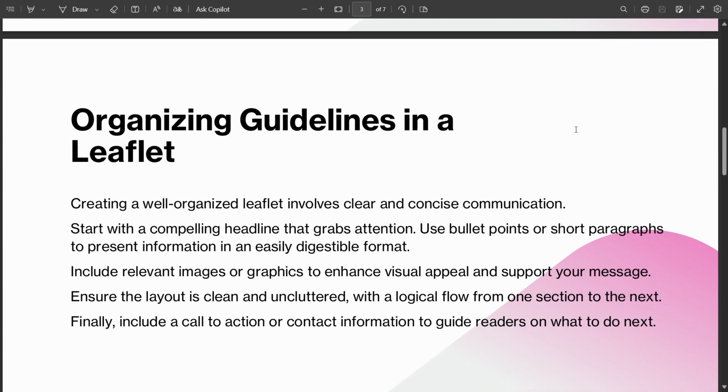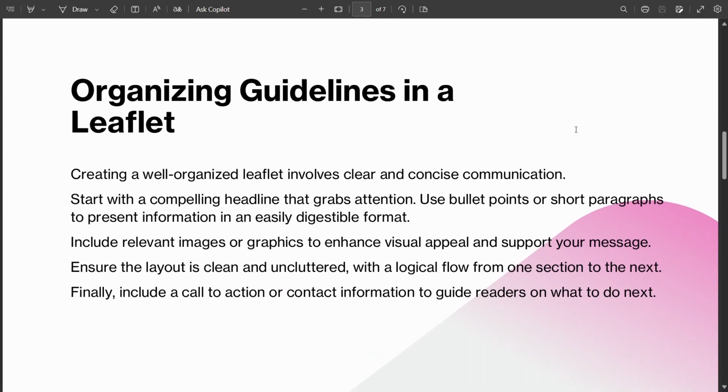Okay, so moving on, organizing guidelines in a leaflet. So, how do you do that? Creating a well organized leaflet, guys, involves clear and concise communication. Because what's the point of a leaflet? The point of a leaflet is basically to share guidelines that you have written to other people. Maybe it's a survival leaflet, telling people how to survive if they're lost in the jungle, for example. Whatever it is, right? The point is clear and concise communication.